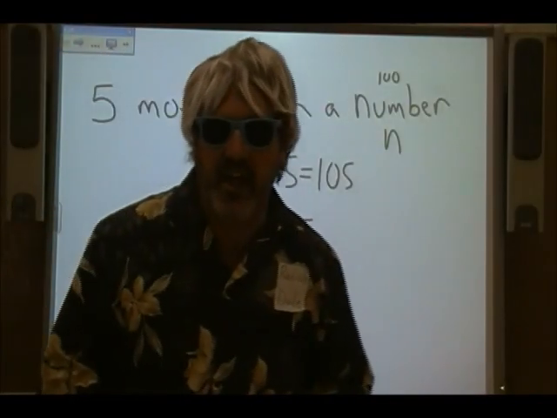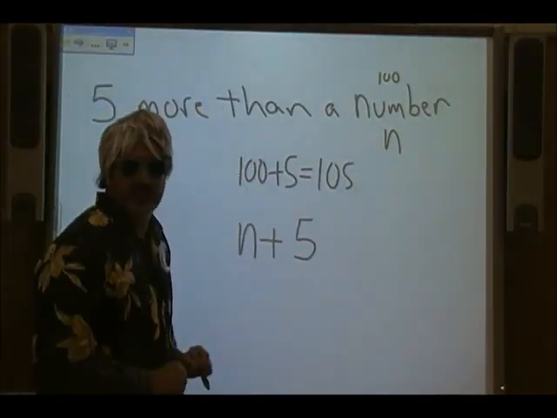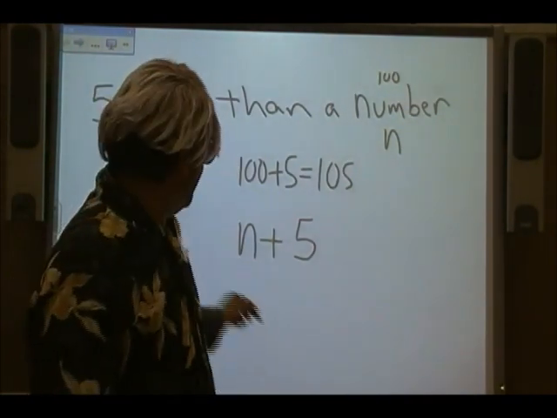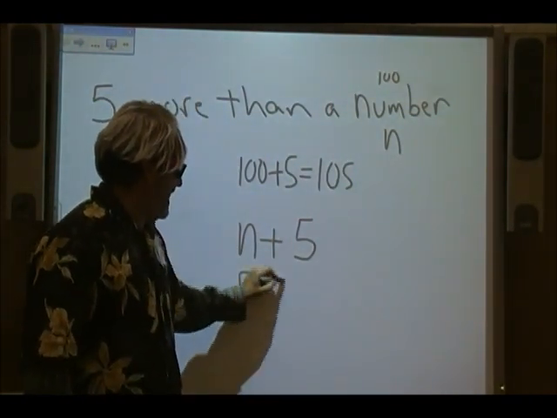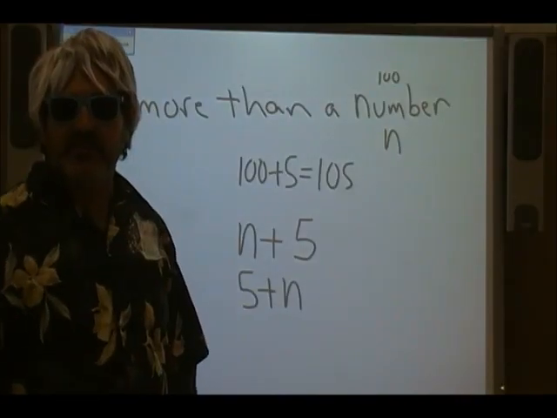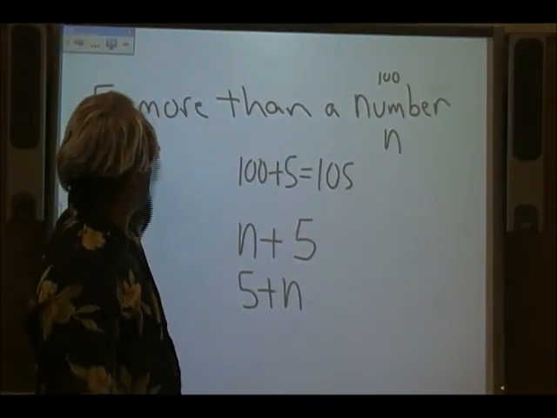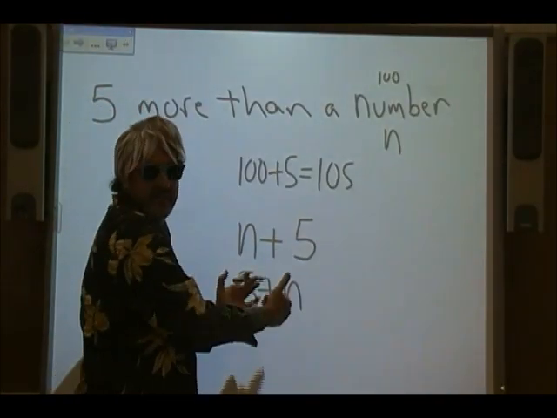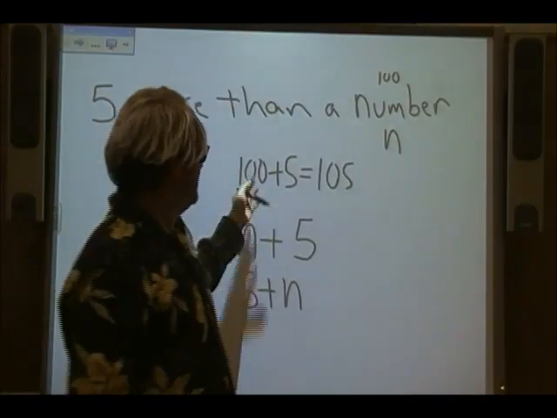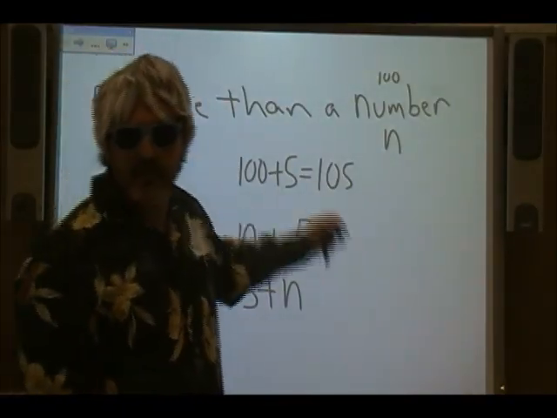And because more than and addition is commutative, you could also write 5 plus n is also fine too. You can do both of them. You can't combine these because they're unlike terms. You can combine these because they're numbers.